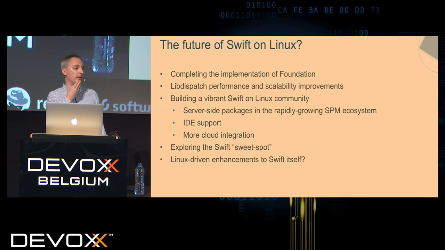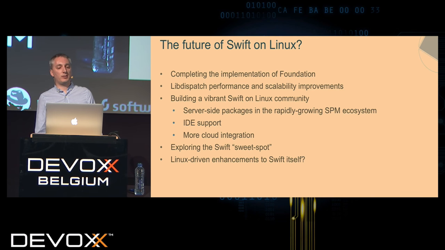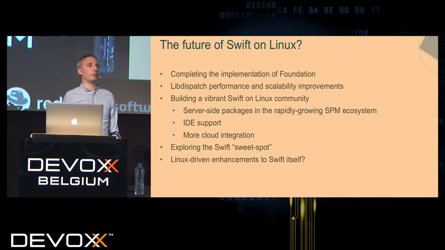What about the future of Swift on Linux itself? The implementation of Foundation is not quite complete yet. There's more work to be done there. We're continuing to work on performance for multi-core support, libdispatch. We want there to be a really vibrant Swift on Linux community. I think we're really getting there with that, with things like Swift running on Android, Swift running on the Raspberry Pi, things like that. So that's growing all the time, which is really nice. We know we need better support for IDEs at the moment. It's not quite an Xcode-only story. There are plugins for things like VS Code, Atom, Vim, if that's your poison. But there's more work to be done on IDE support.